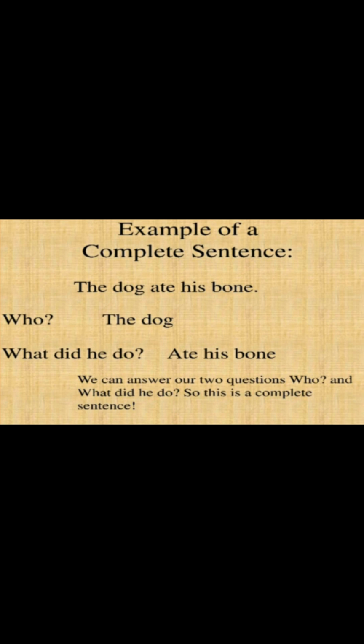Now here is another beautiful slide in front of us. Example of a complete sentence: The dog ate his bone. Who? The dog. And what did he do? Ate his bone. We can answer our two questions: who and what did he do? So this is a complete sentence. The dog ate his bone.